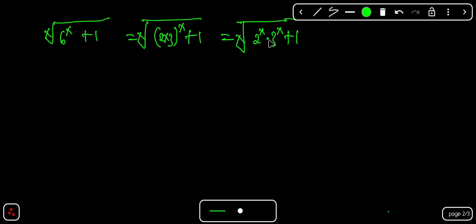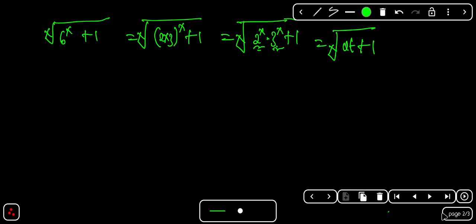Okay, and we already know that 2 raised to the power of x is t and 3 raised to the power of x is u. So this will be equal to the x root of ut, then t multiplied by u will give us ut, then plus 1. So that's the denominator. All right, so now let's simplify that completely.